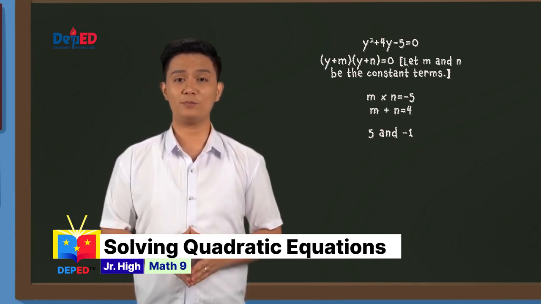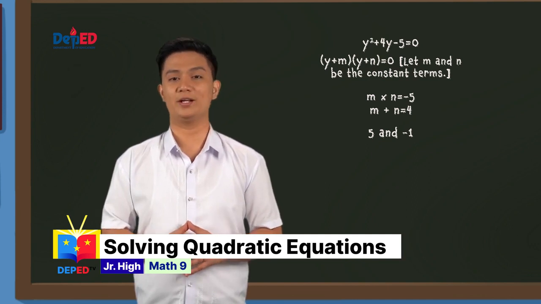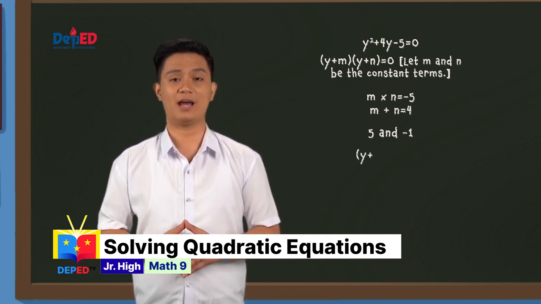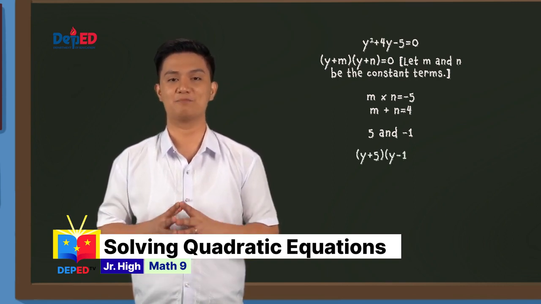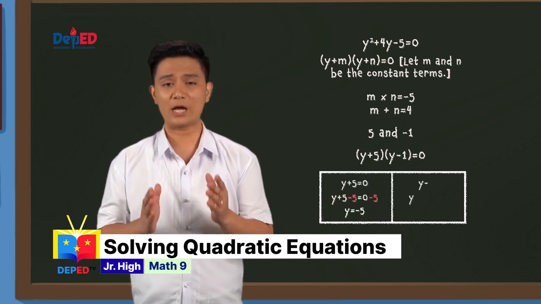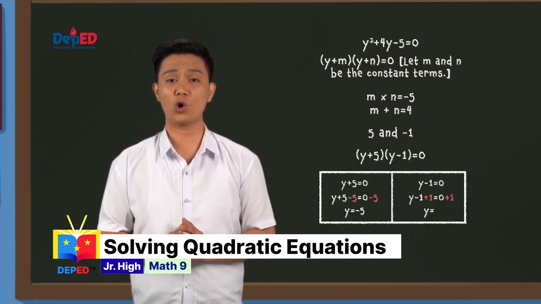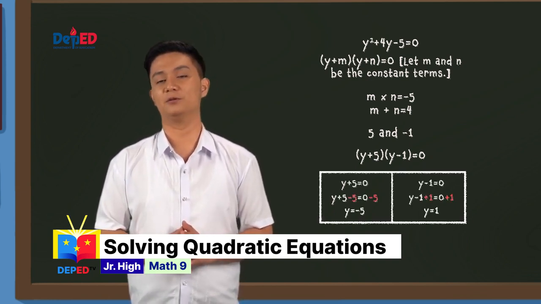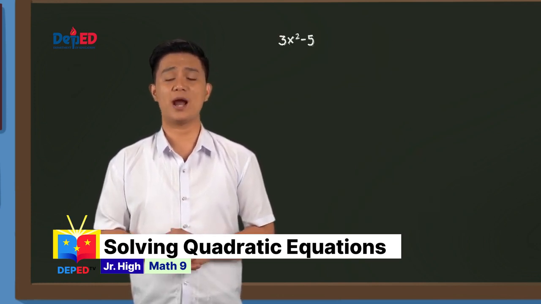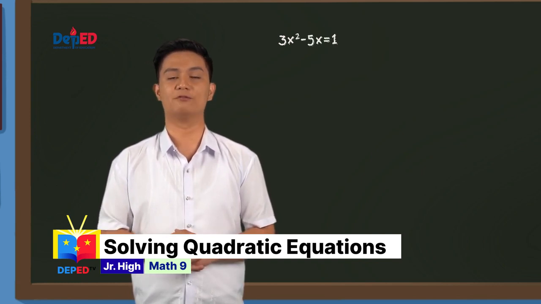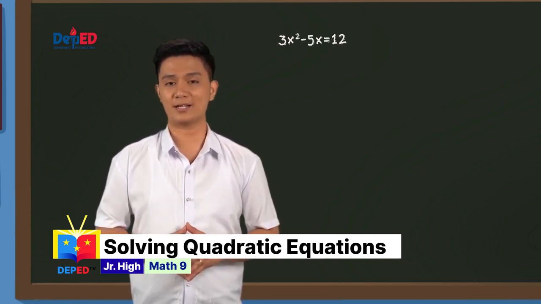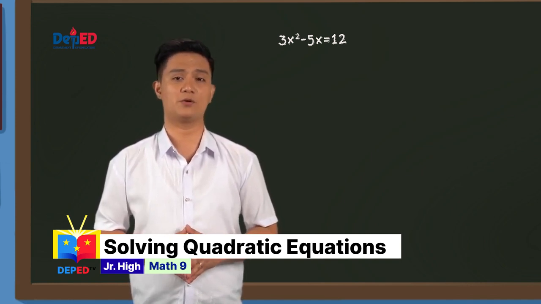So the factored form of the trinomial y squared plus 4y minus 5 is the binomial y plus 5 times the binomial y minus 1. Since we already factored the polynomial, we now apply the ZPP and solve for the value of the variable. Last example, 3x squared minus 5x equals 12. First, we express the given in the form ax squared plus bx plus c equals 0.